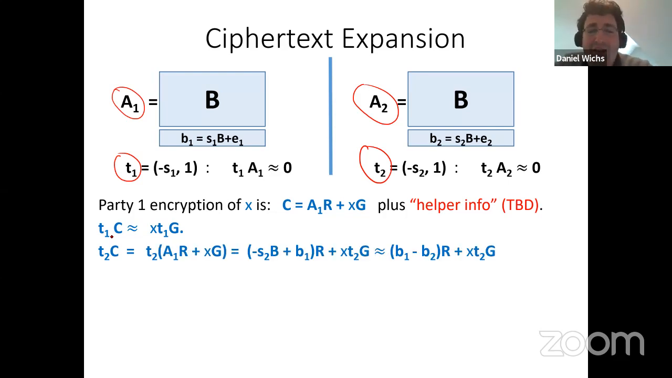If you follow these equations, well, it actually almost works. You actually get X T2 G, but you also get some additional blinding factor, which is just B1 minus B2. So these are the 2 public key components of parties 1 and 2 subtracted from each other times R, where R was the encryption randomness. So essentially, if you try to decrypt party 1's ciphertext with secret key 2, you get the right output, but it's blinded by this value over here.